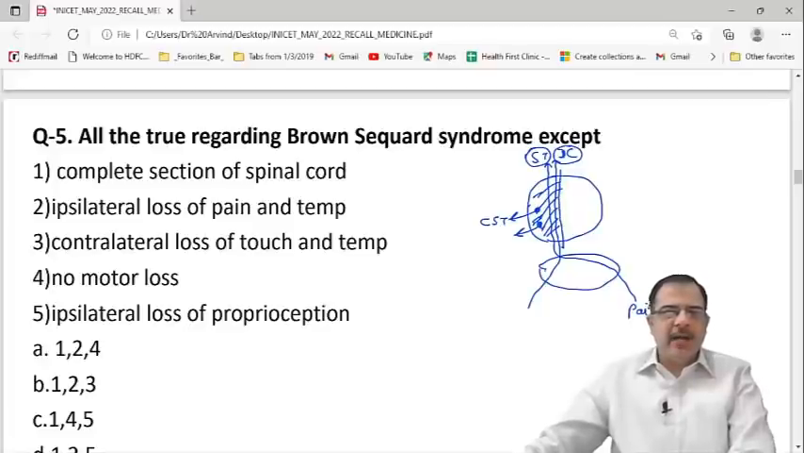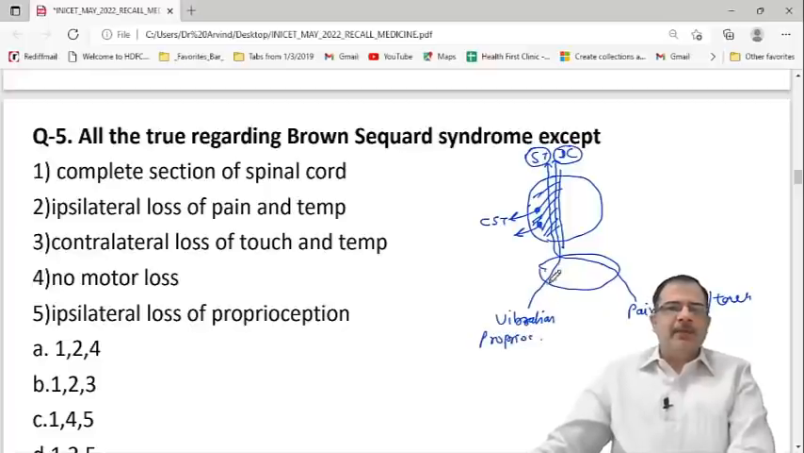The affected will be the pain and temperature, or maybe touch, of the opposite side, while vibration, or we can say proprioception, is through the dorsal column, and pain, temperature, touch is through the spinothalamic tract. So if there is a lesion, obviously the ipsilateral vibration and proprioception will be affected. So this is a true statement. While the motor involvement will be of the same side, and on the contralateral side, pain, temperature, touch will be affected. So this is true.